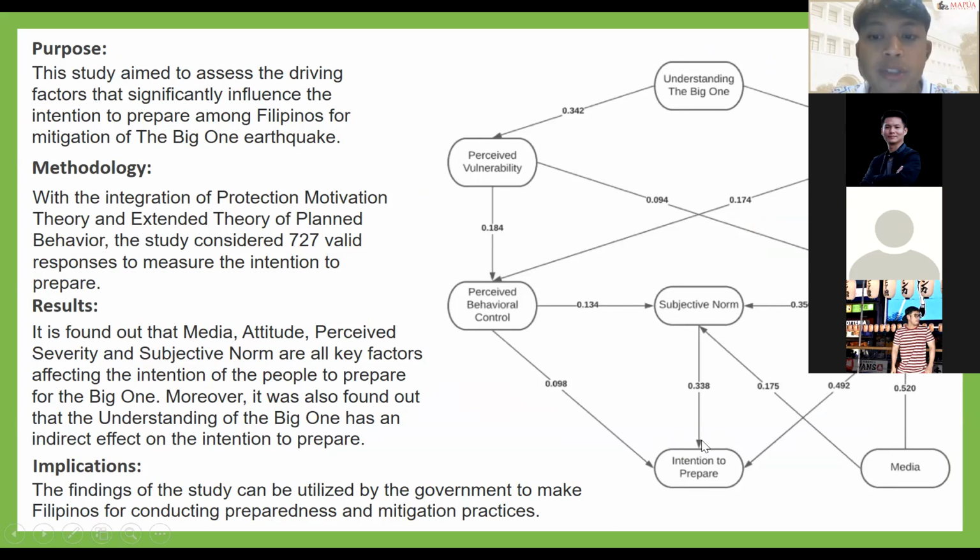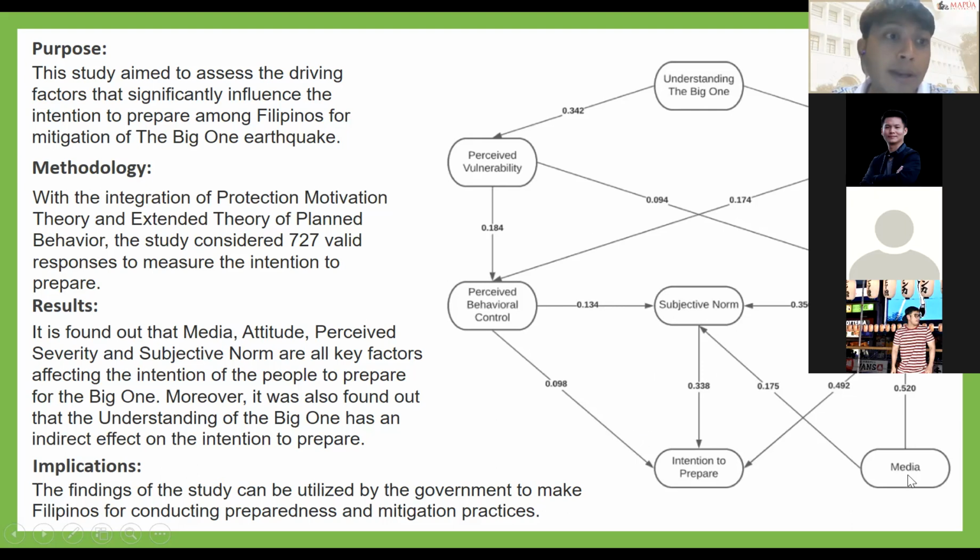So we actually use the theory of planned behavior to see what factors affect the intention to prepare for the big one among Filipinos in Metro Manila. So start with understanding. When you know about the big one, it goes to perceived vulnerability and perceived severity. You feel vulnerable and you feel the severity. And because of that, it goes to a certain behavior. That's why I combine it with the theory of planned behavior.